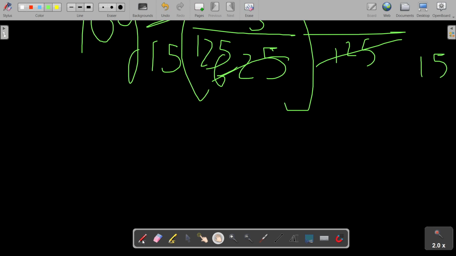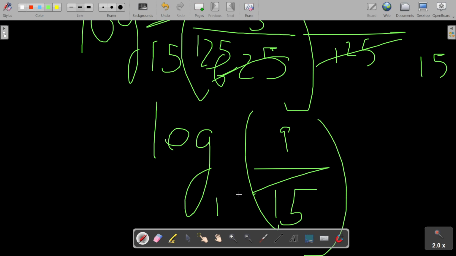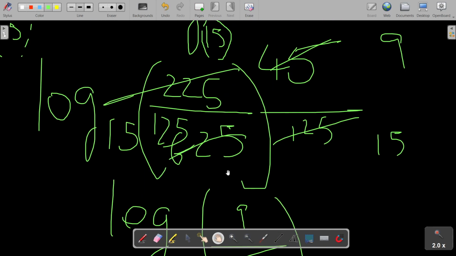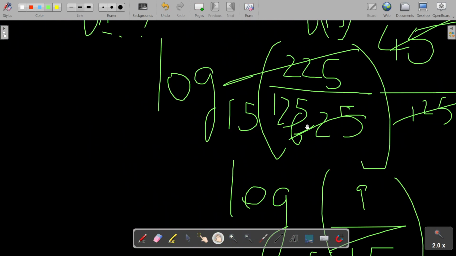So this will be simplified as log 9 over 25 base 15. Now what we can do is, yeah, leave it that way. Leave this like that.